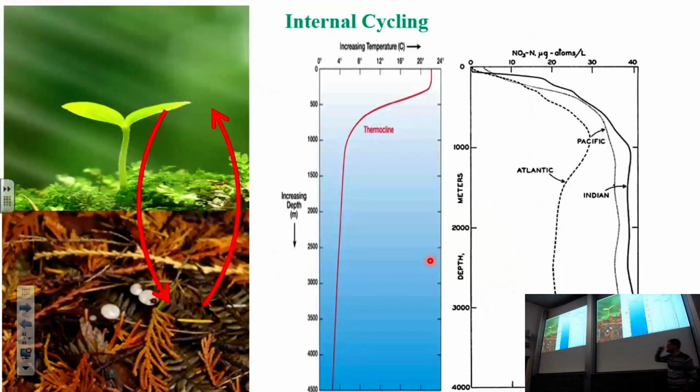So this is the idea. The internal cycling on land is kind of the same as the internal cycling in the ocean. You're basically taking nitrogen from the organic phase and then releasing it back into the nitrate or the ammonium phase, and that's being turned back into the nitrate phase through nitrification, depending on how much oxygen is in the water at the time.